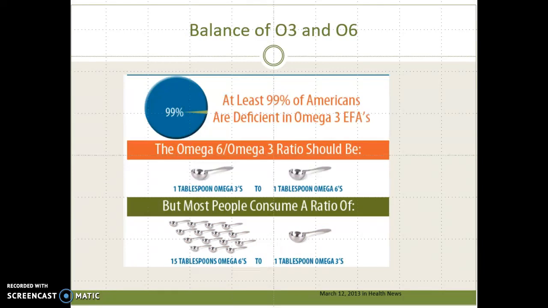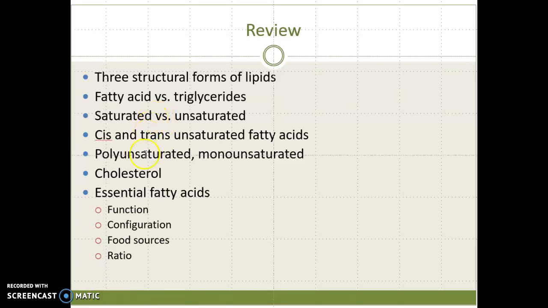So that is the review of this section where we talked about the essential fatty acids, their function for brain and nerve function, their configuration and why they're called that. Oh, we didn't talk about food sources, but the food sources of these fatty acids are olive oil, we've heard of, is a good source.